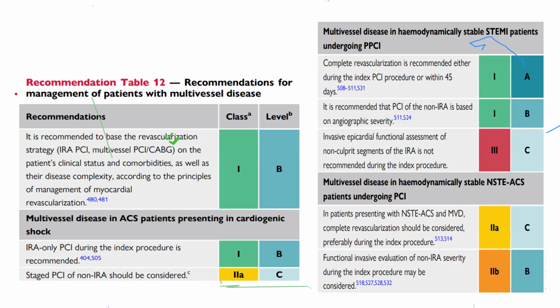That is 2A. If the person is hemodynamically stable with a STEMI and has multivessel disease, then complete revascularization is recommended during the index PCI procedure or within 45 days, which is from the COMPLETE trial. So for patients who are stable, you can do the non-infarct-related artery at the index or within 45 days. Whereas for cardiogenic shock, we deal with the infarct-related artery at the index, and staged PCI of the non-infarct-related artery is recommended to be done later.